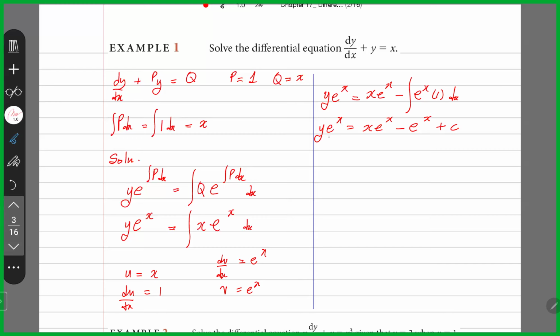If I divide the entire equation by e to the x, I'm going to get y is equal to x e to the x minus e to the x plus c, divided by e to the x. So y is equal to x minus 1 plus c e to the minus x, which is my general solution.